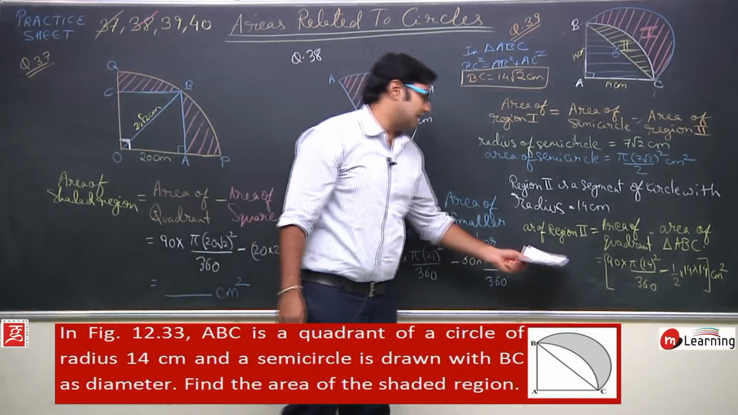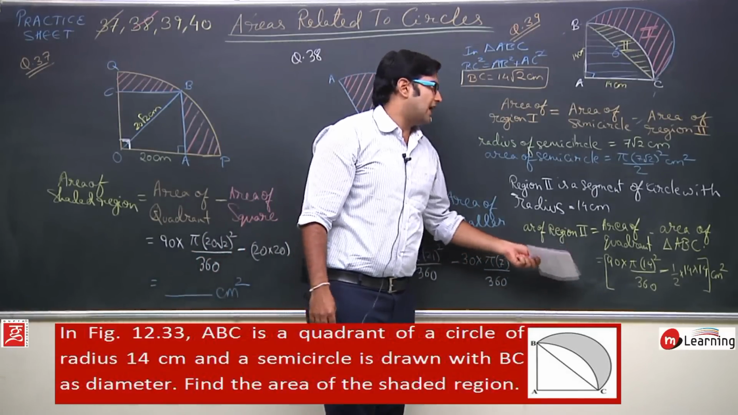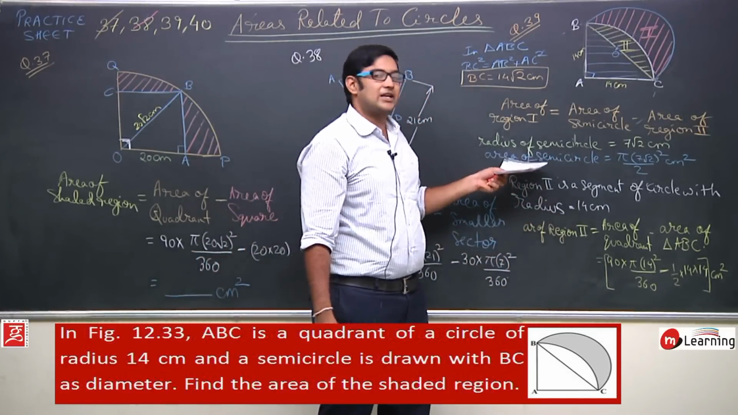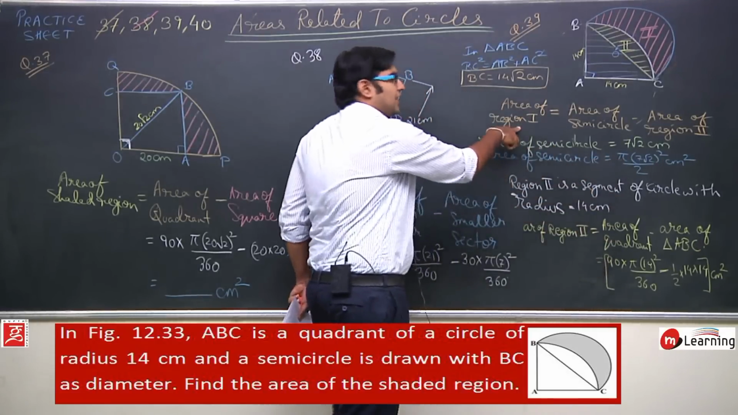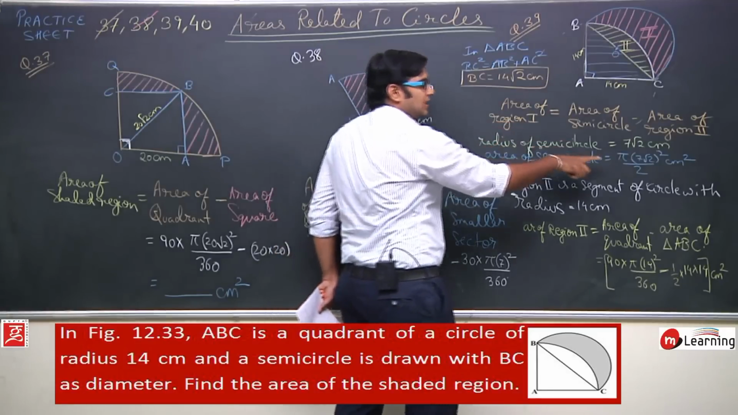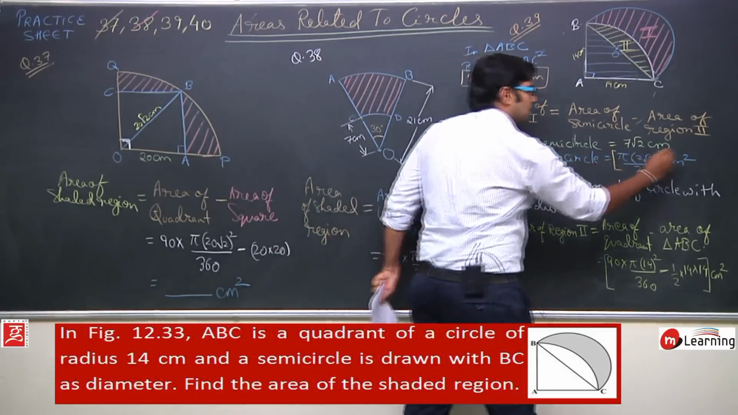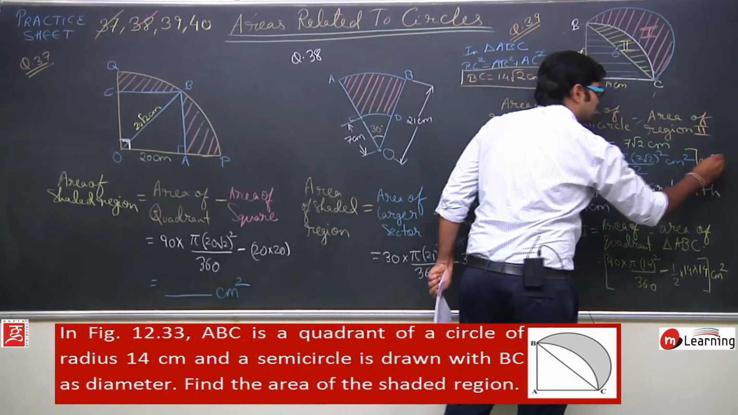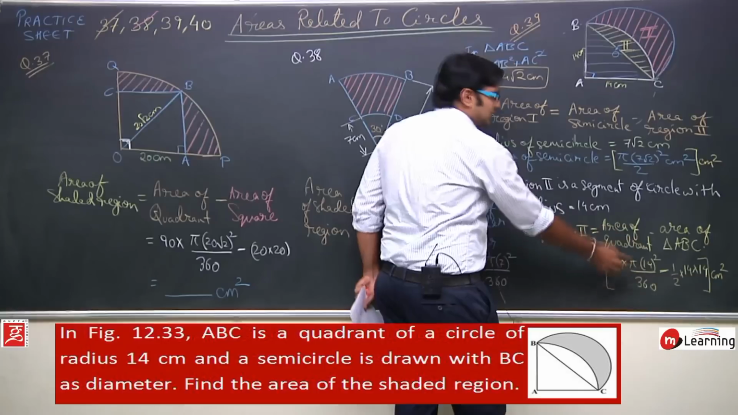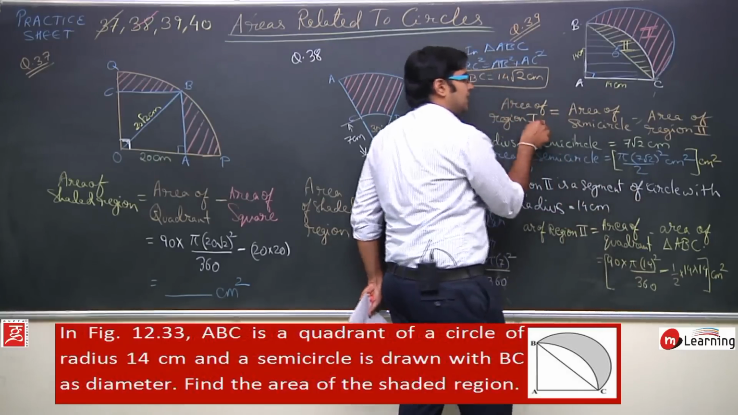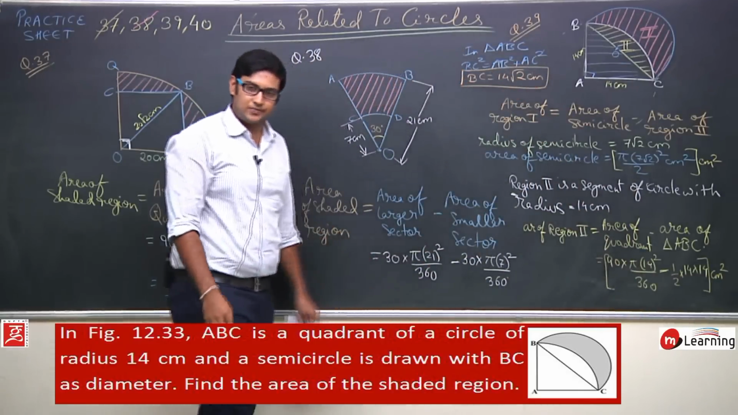Now I have the area of region 2, and now I have the area of the semicircle. This is the area of the semicircle, this is the area of region 2. So to calculate the area of region 1, just subtract these two values. If you subtract this value from this value, you will get the area of region 1.